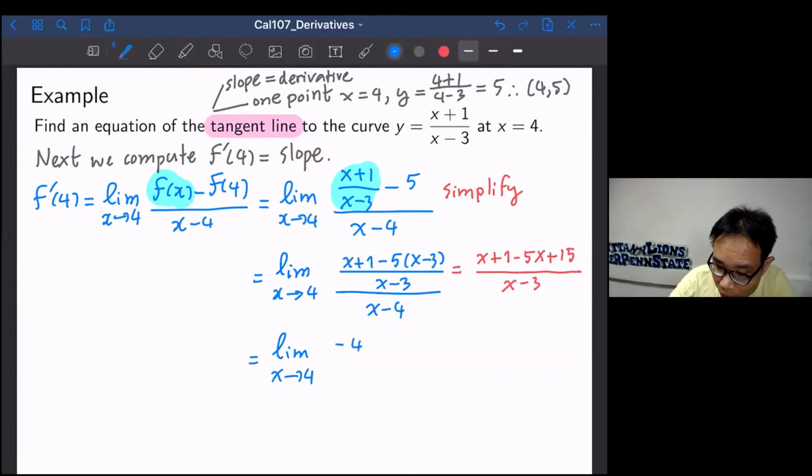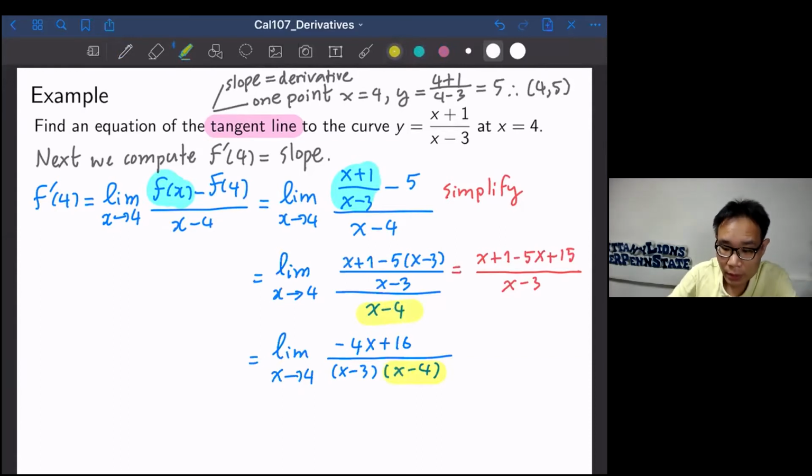So you combine this, and you would get negative 4x plus 16. And you have x minus 3 on the bottom, and you will get x minus 4. So x minus 4 stays on the bottom, and the red term comes down, so it's going to be negative 4x plus 16. And you see that this will be negative 4 times x minus 4.